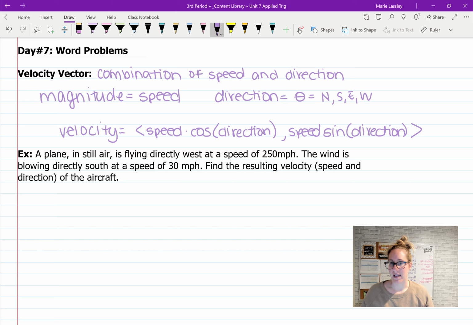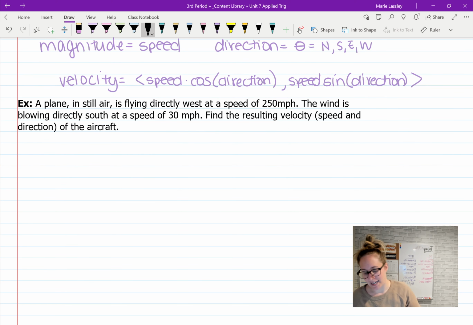So it's your speed, which is basically your magnitude, and then your direction, which is your theta, and we're going to see a lot of north, south, 30 degrees north of east, whatever. That's the only difference in our problems. So let's look at an example. A plane in still air is flying directly west at a speed of 250 miles per hour.